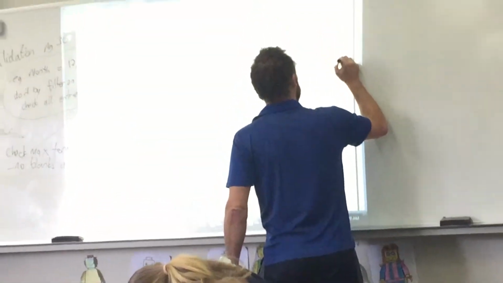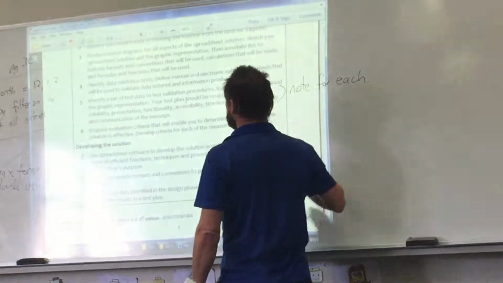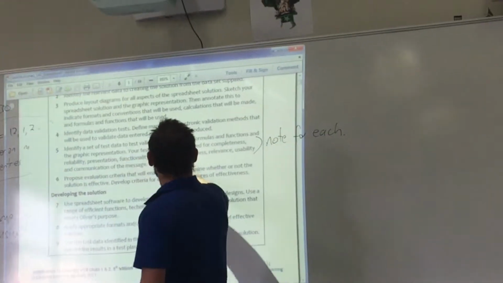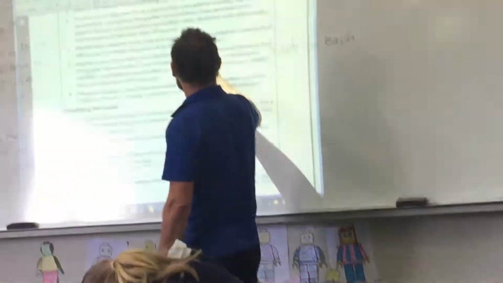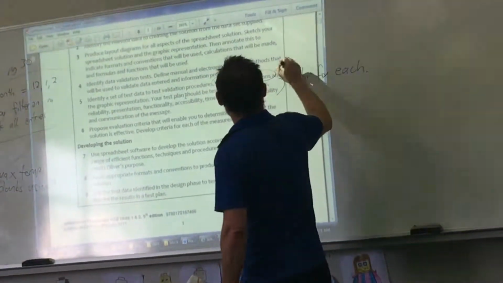Note for each. So for 5, testing validation procedures, formulas and functions. Formulas and functions will be a testing table.